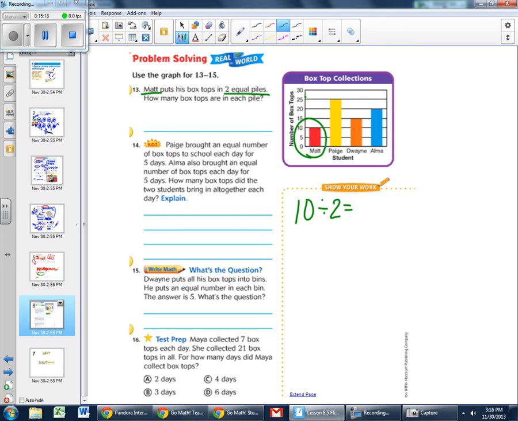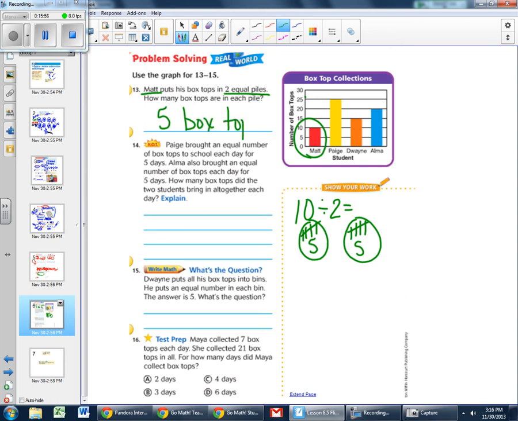You can do the strategies that we've learned so far by repeated subtraction. You can use a bar model. You can act it out using the drawings, or you can use the repeated subtraction. I'm going to do my act out, and I'm going to use the counters that I can draw. So I have 2 groups, and I'm going to count out 10. 1, 2, 3, 4, 5, 6, 7, 8, 9, 10. So I know that how many box tops are in each pile is how many is in each one of these groups, because those are my piles. So I have 5 box tops.